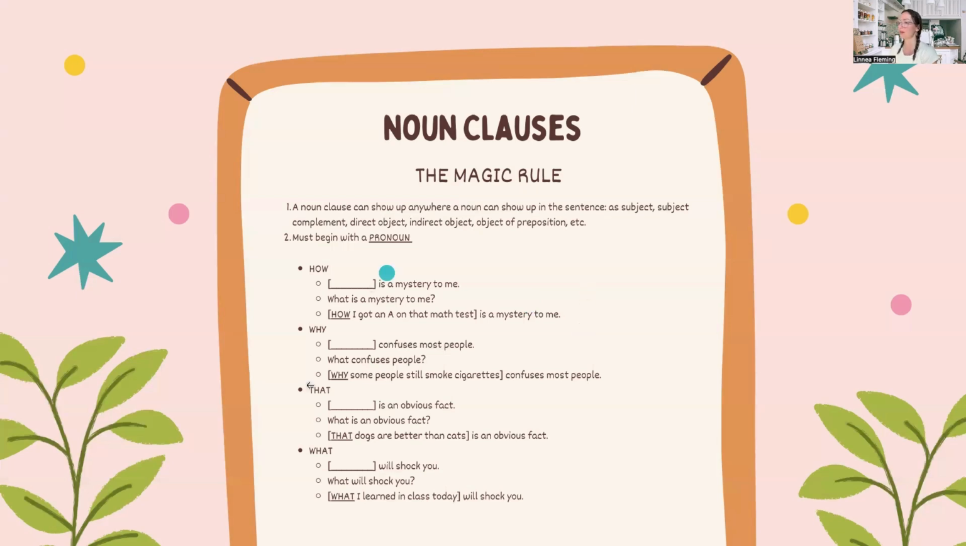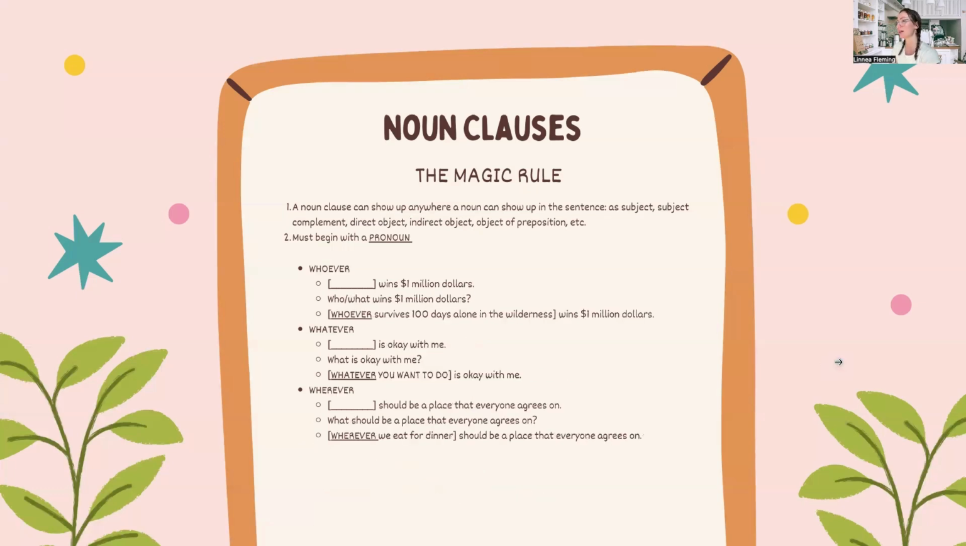Let's keep going. What about the pronoun that? Blank is an obvious fact. What is an obvious fact? That dogs are better than cats is an obvious fact. Maybe you guys might not find that a fact. I find it a fact. Next one. What? Blank will shock you. What will shock you? What I learned in class today will shock you. Are you guys starting to get the understanding of how noun clauses work?